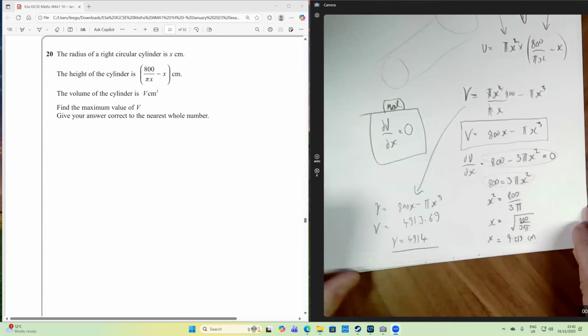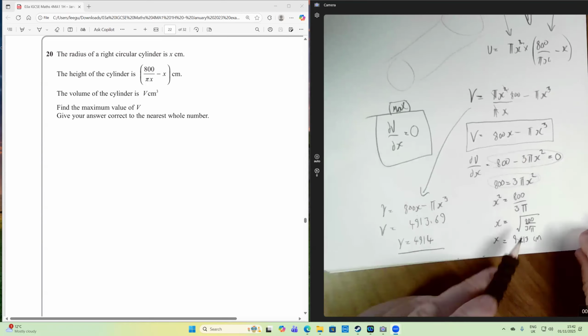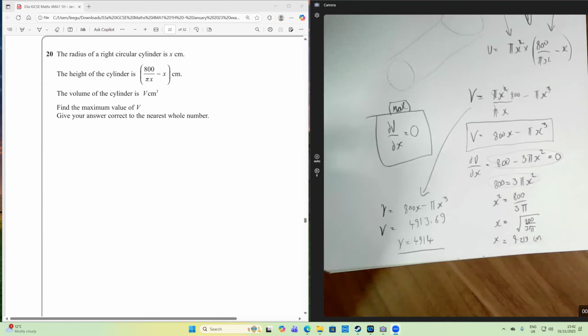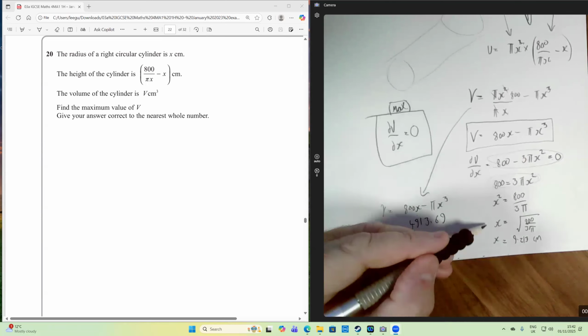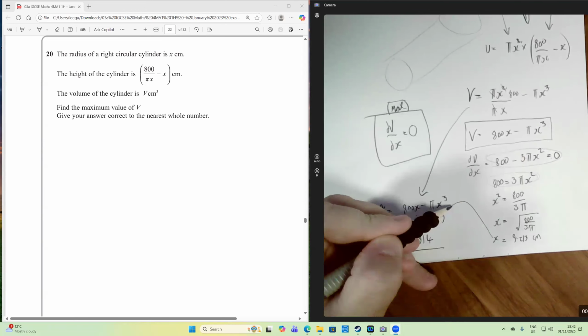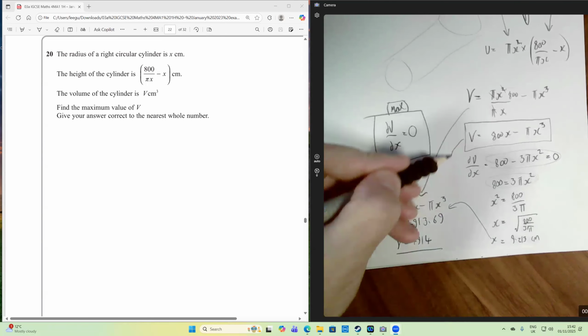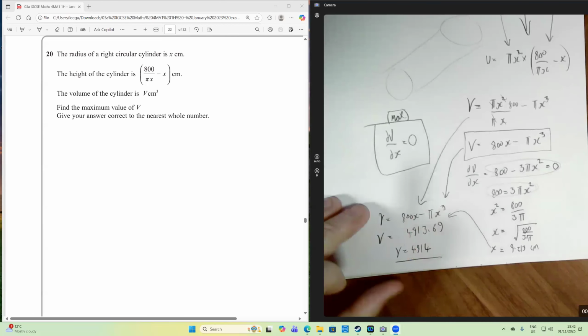Now that's not the final answer. That's the value of x that gives us the maximum value of the volume. But we're asked to actually find the maximum value of the volume. So what we need to do is take our 9.213 and sub it into our volume equation that we've just found.